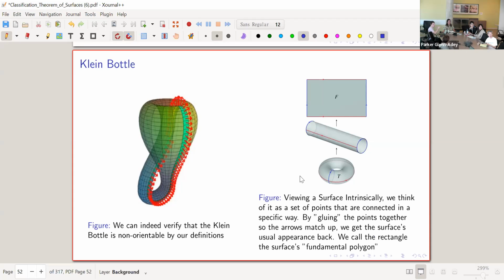But how we can view surfaces intrinsically is we can view them as sort of a square or a rectangle with the opposite sides identified. So how you can think of this is you're gluing a square together, right? And you're thinking of these points as glued together, or more rigorously, if you know what an equivalence class is, you're taking an equivalence class of the points on this side and this side, which sort of has the effect of gluing them together. And we call these polygons, the surfaces, fundamental polygon.